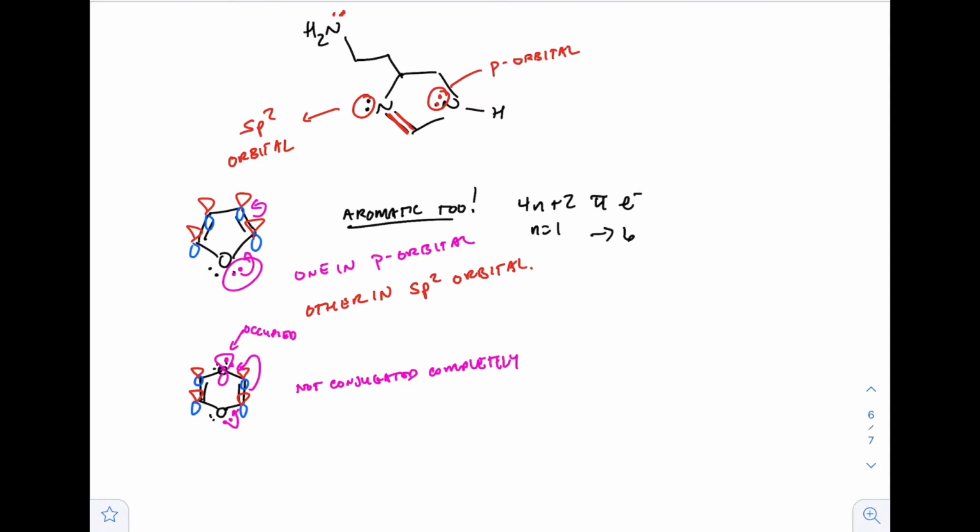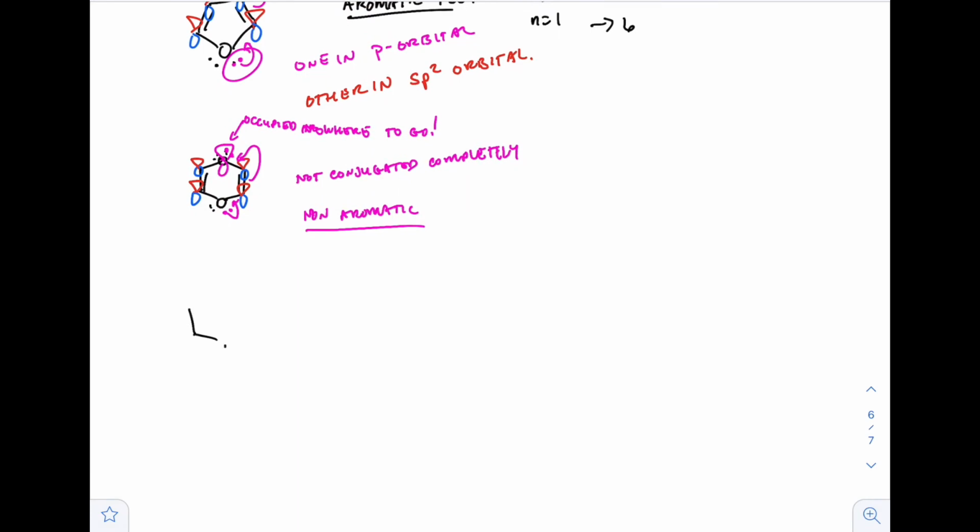because they can't create another bond to oxygen, because that p orbital that's there is occupied by a lone pair. There's 2 electrons there, and they don't have anywhere to go. If they went to the left, then you'd have way too many. You'd have 4 bonds and a lone pair to oxygen, and that's 10 electrons in its valence shell, and we can't have 10, right? So it's non-aromatic because it's not conjugated completely.